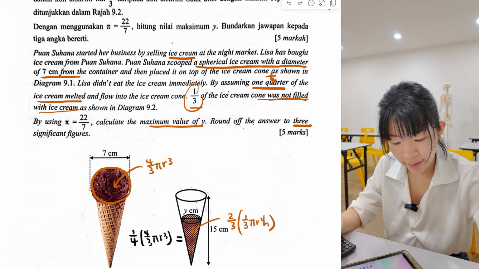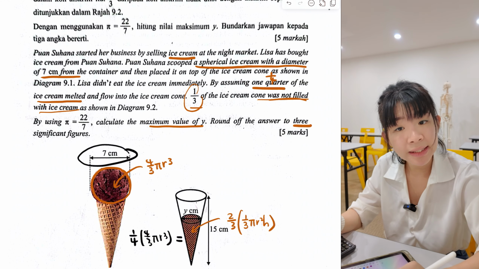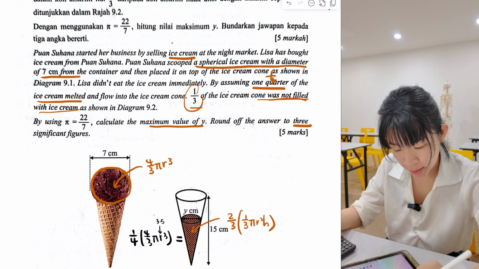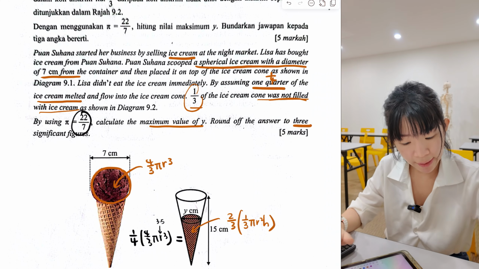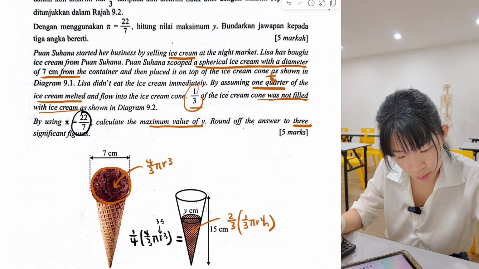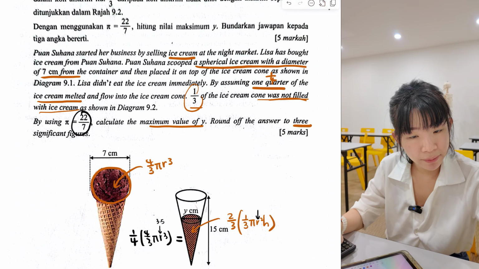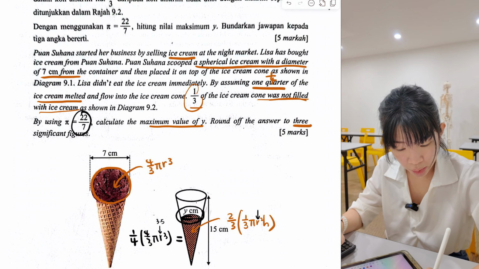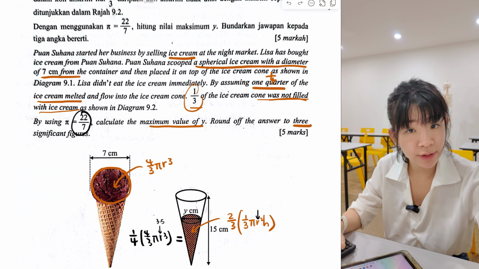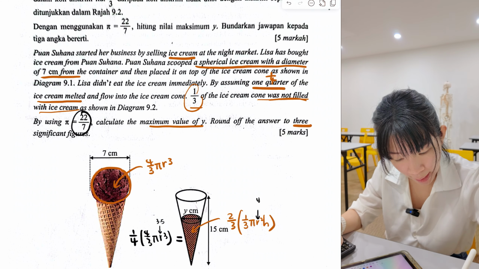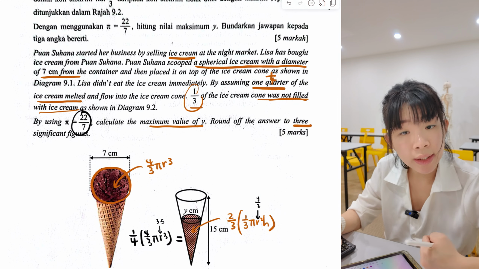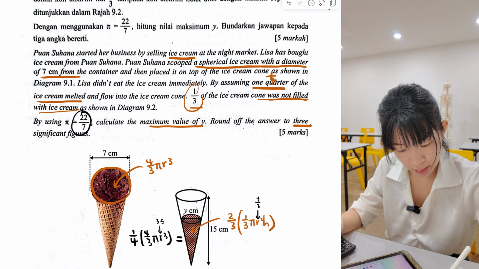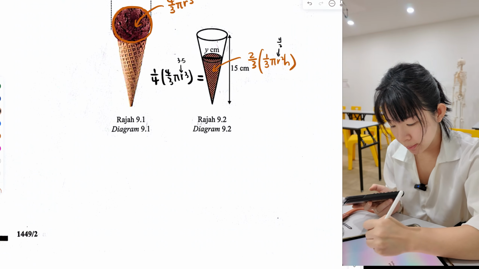Now let's check the radius of the ice cream. Diameter 7, so the radius r is 3.5. Pi is already given, say pi is 22/7. For this cone, what should we put as the r? The diameter is y, so this whole thing is the diameter, and the radius is half of this. So the r we have to put is y/2 instead. The height of the ice cream cone is 15. Now put everything together.